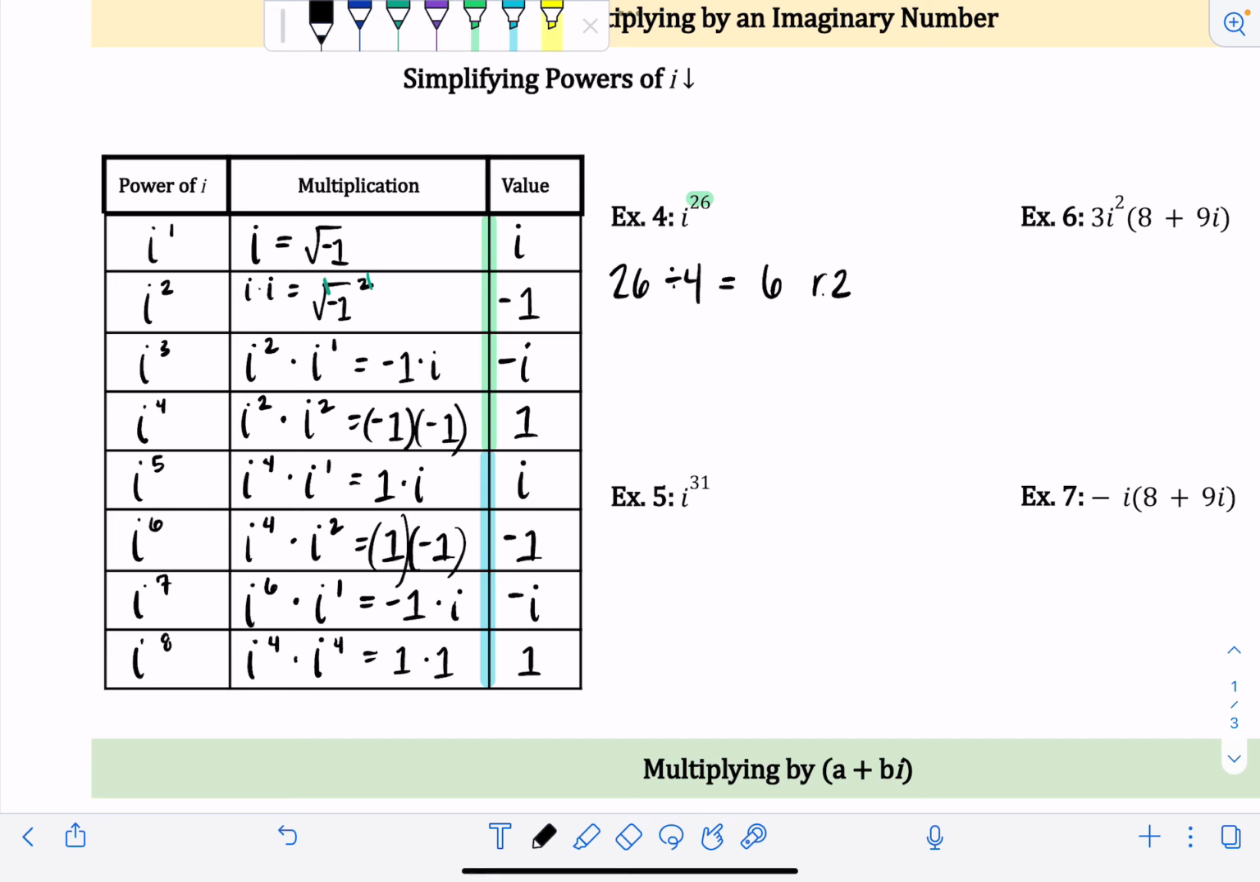You can do long division if you want to. So 26, 4, it's 6, and then this is 24, subtract, 2 is my remainder. The remainder tells you what exponent on the table your problem matches up with. So we have a remainder of 2. I'm going to go to where i squared is on the table, and my i to the 26th power will be equivalent. So instead of making the table all the way down to i to the 26th, I can just say it's going to be equivalent to -1. So this is equal to -1.